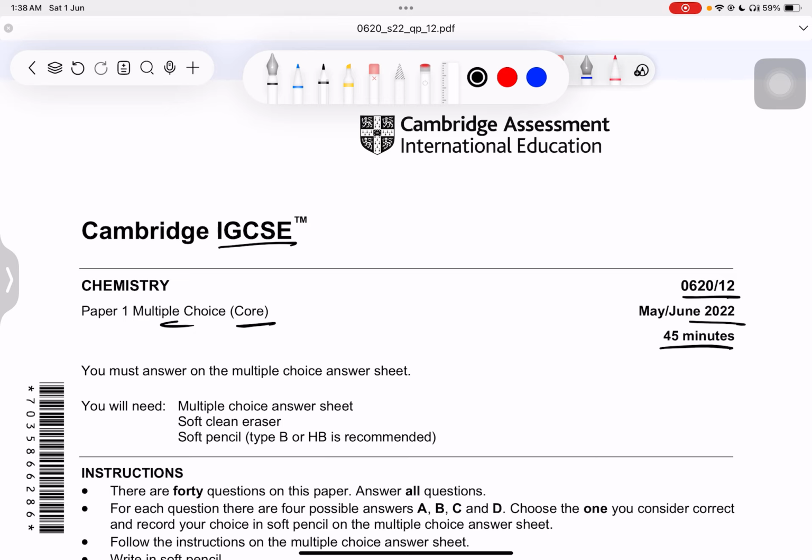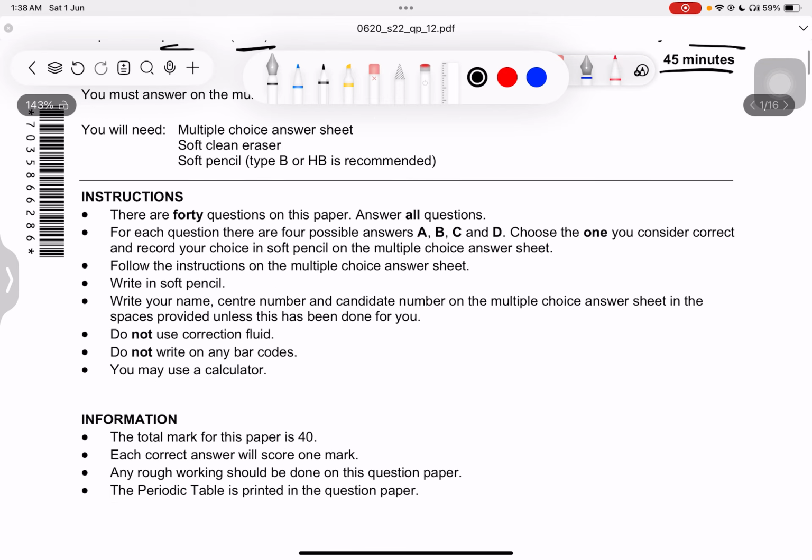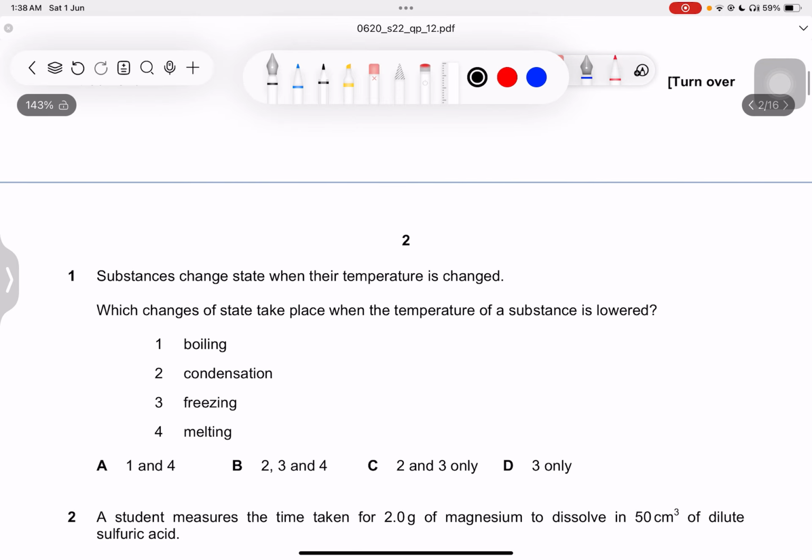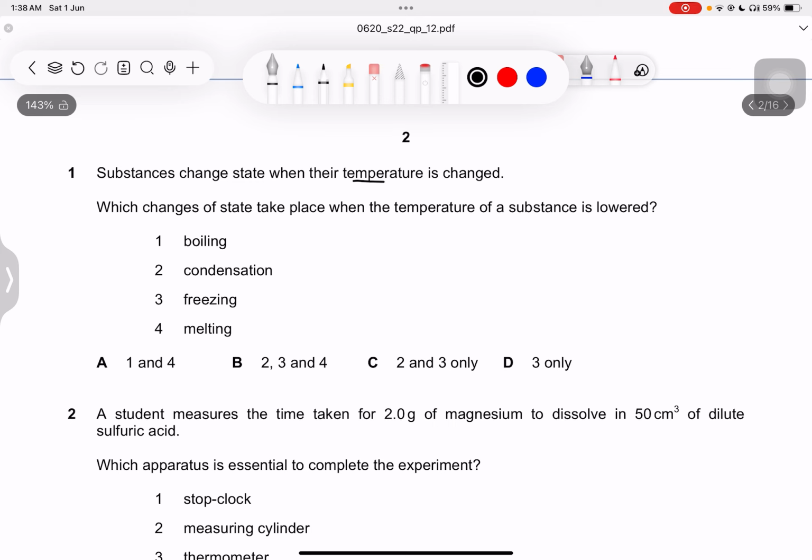Total time for which is 45 minutes and 40 questions. So question 1, substances change state when the temperature is changed. Which changes of state take place when the temperature of a substance is lowered?